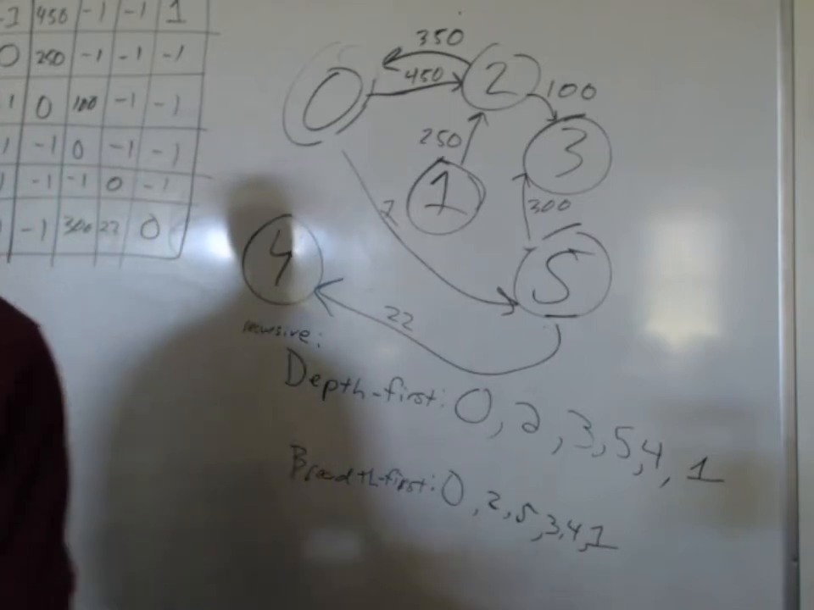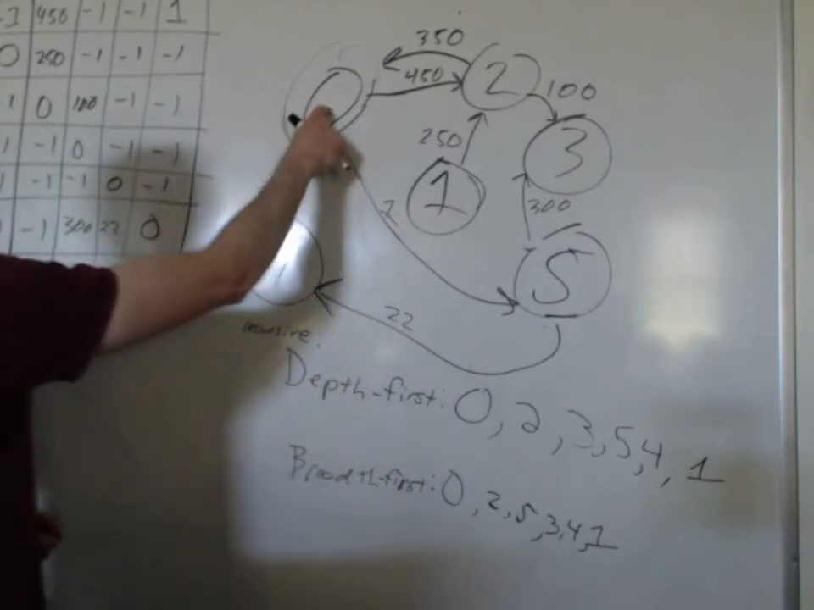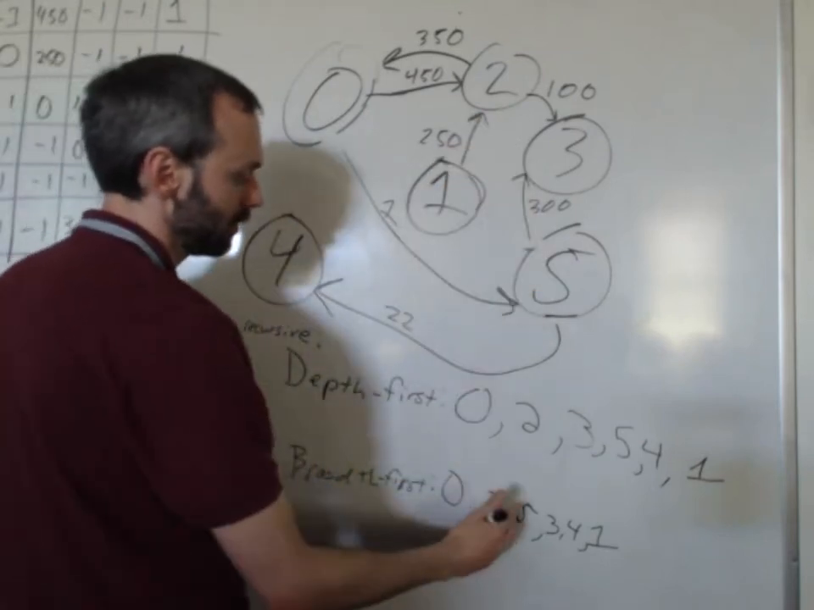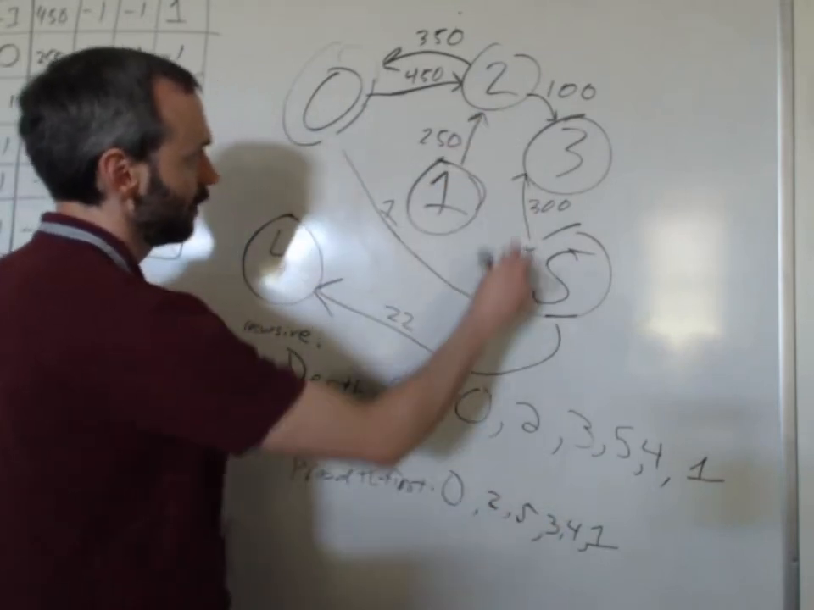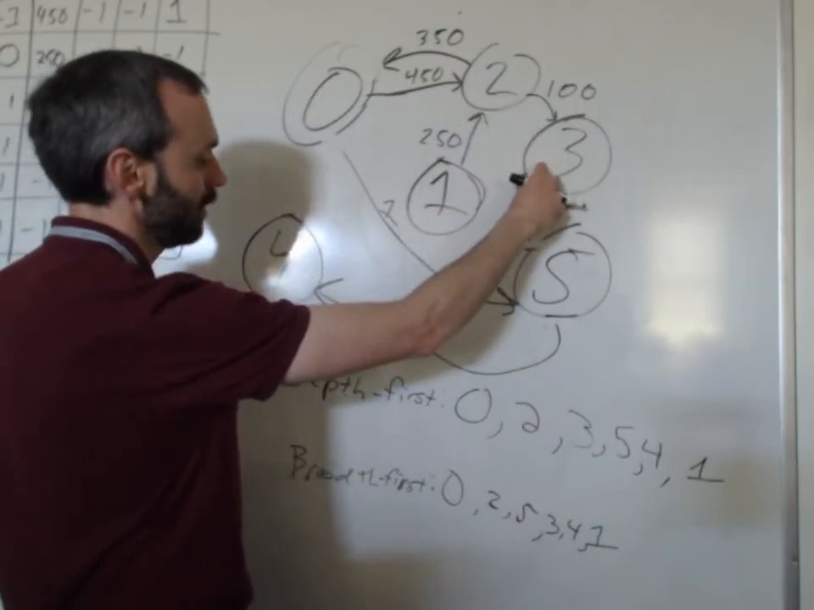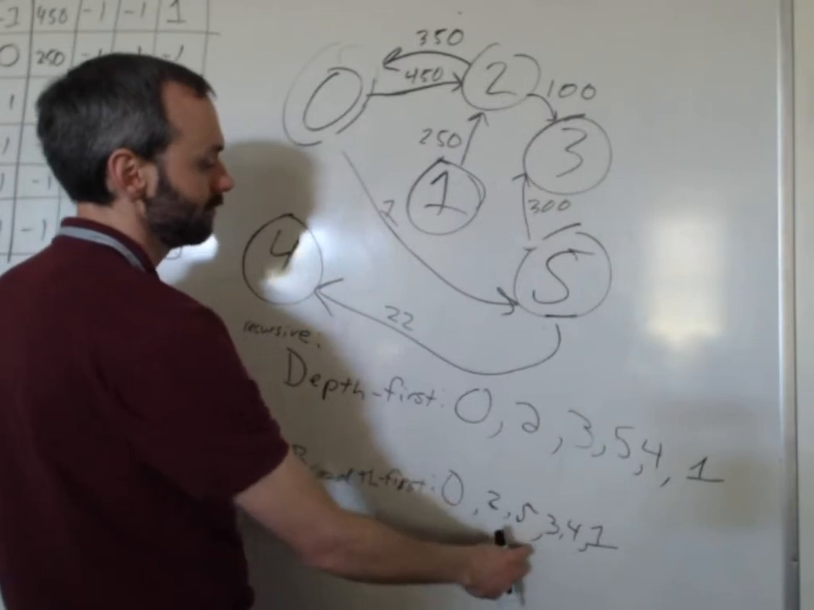Breadth first is not. Breadth first is: start at 0. What can we visit? We can visit 2 and 5. So we start at 0, and we're going to put 2 and 5 next. We visit 2, we gather everything that we can go to, which is 3. We actually put that after 5.